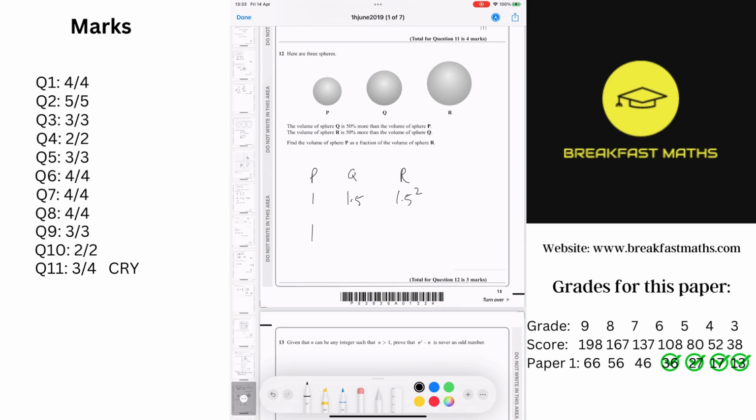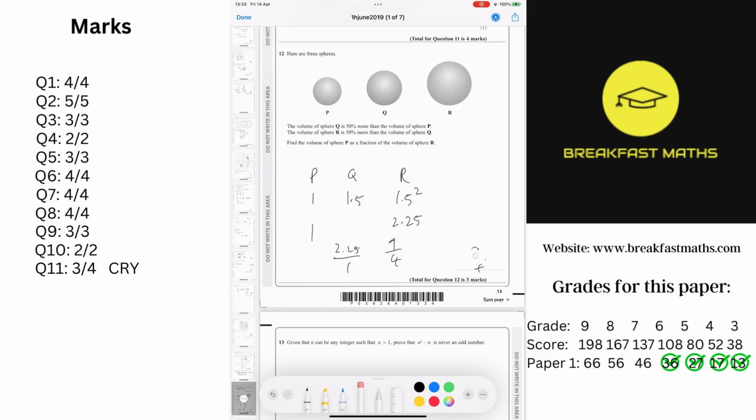So we're going to say 1 and 1.5 squared. If we're doing 1.5 squared, that's going to be 2.25. So we're going to have 1 over 2.25. That's going to be the same as 9 over 4. Yeah, so we're going to say it's 9 over 4. Okay, 9 over 4 to 1, or 2.25 to 1. Okay, so that's 9 over 4 as a fraction of P, so other way around.